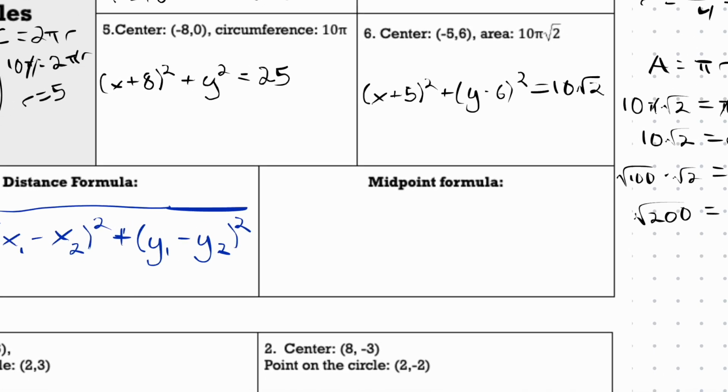Okay, so our midpoint formula is going to be essentially x1 plus x2 over 2 and y1 plus y2 over 2.